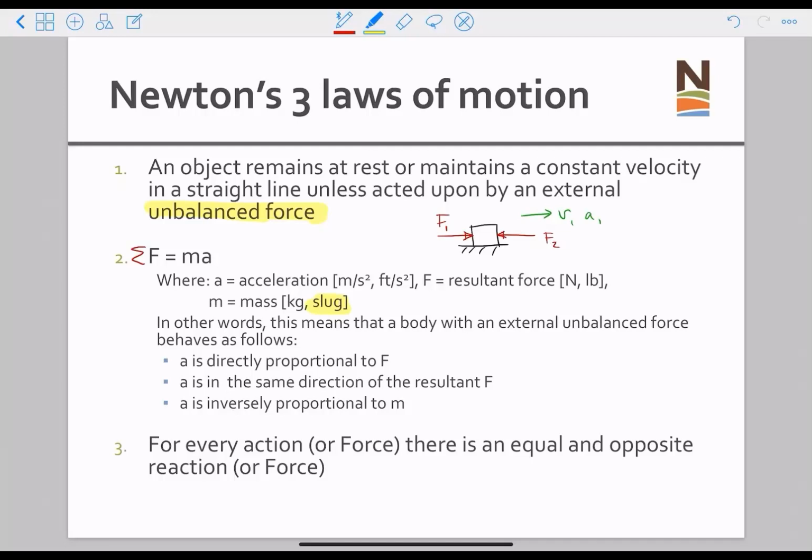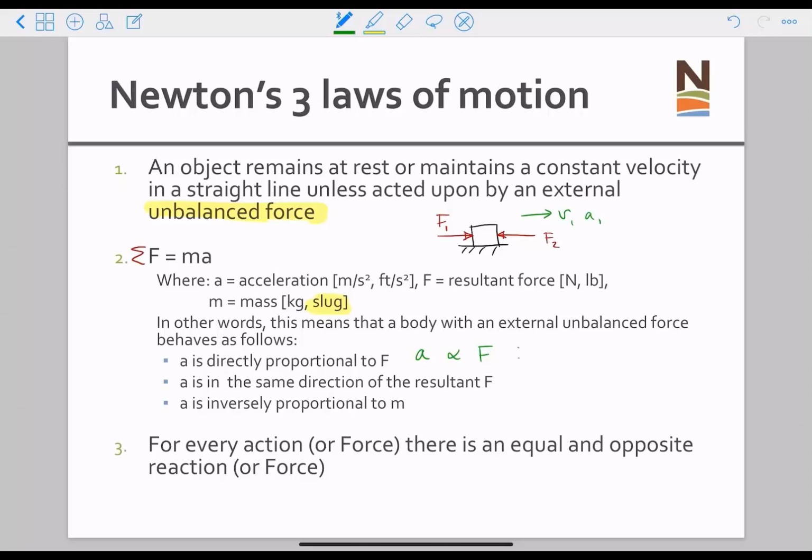Okay, so in other words, this means that a body with an external unbalanced force behaves as follows. A is proportional to F. So I like to write this out as follows. So A, and that is the symbol alpha, can also be used to designate proportionality.